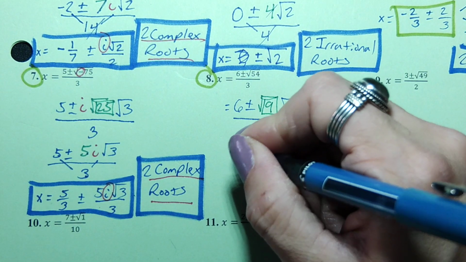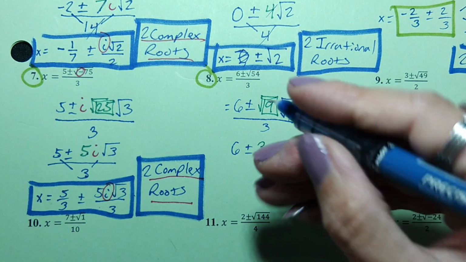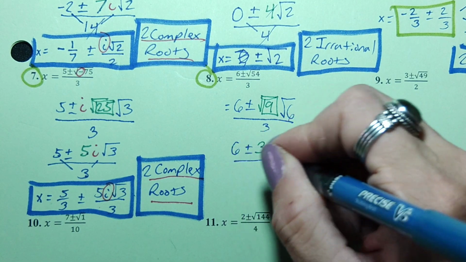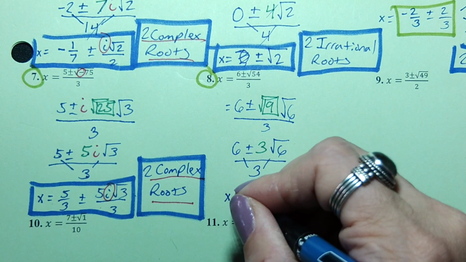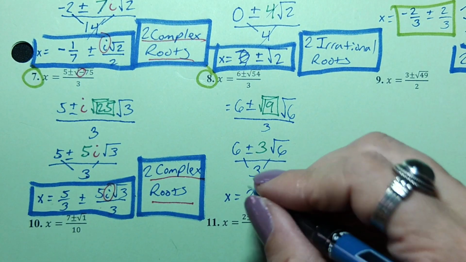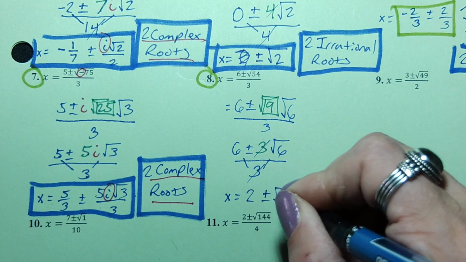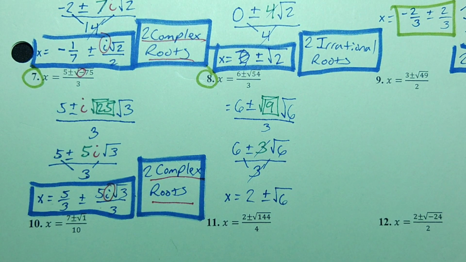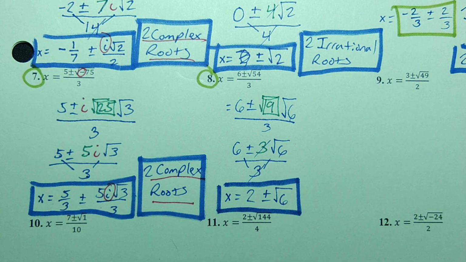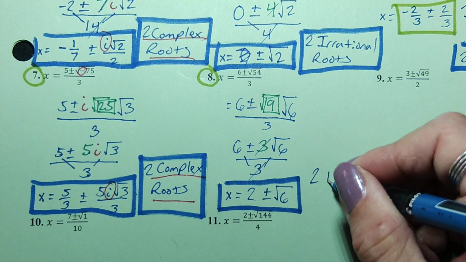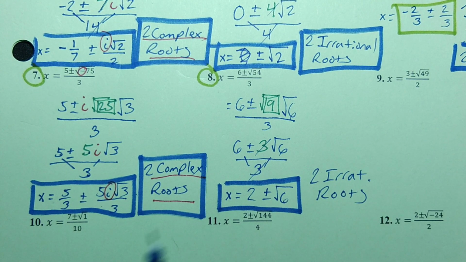So simplifying first, 6 plus or minus 3 square root of 6, all over 3, division distribution. And 6 divided by 3 is 2. The 3's cancel here, and I'm left with the plus or minus radical 6. So we ended up with a nasty square root, so this would be 2 irrational roots.